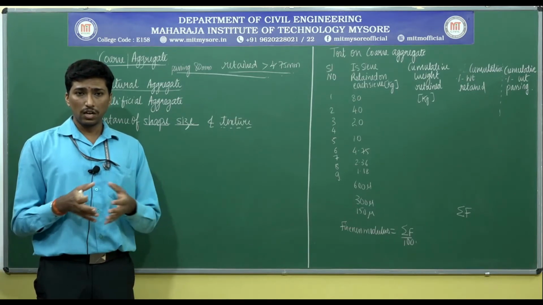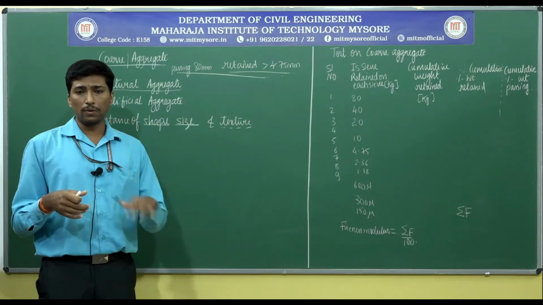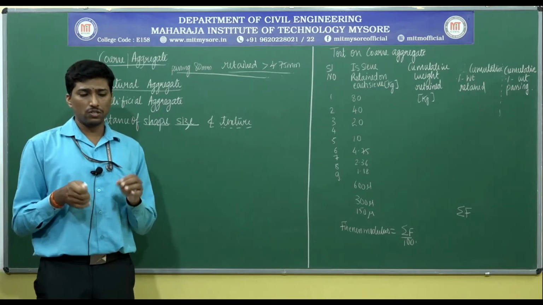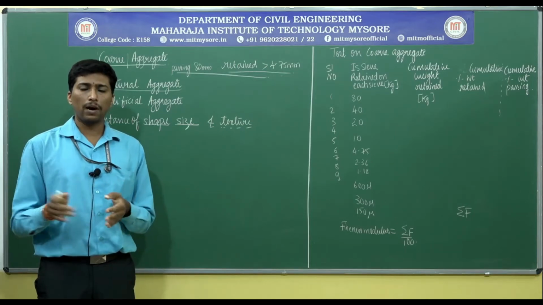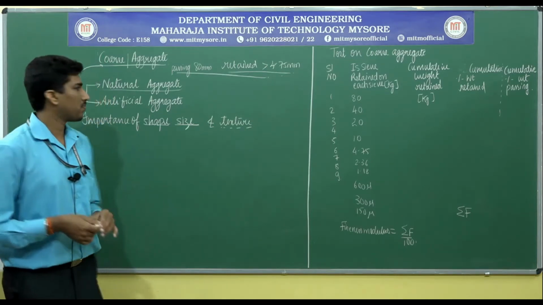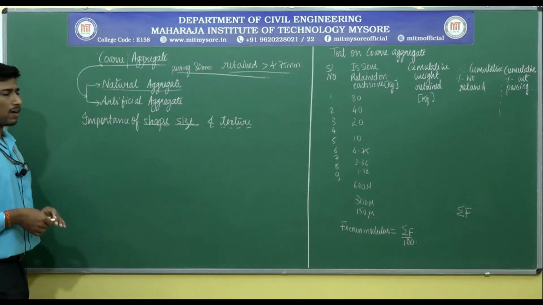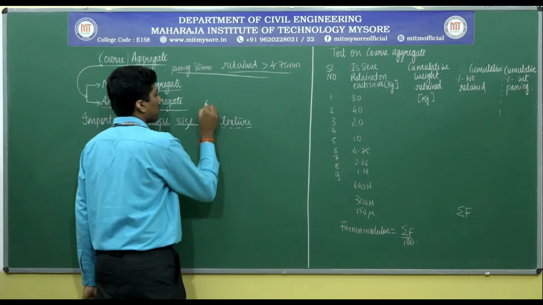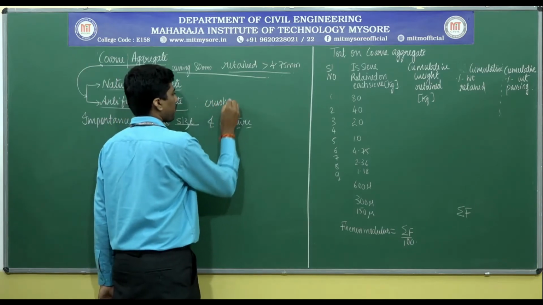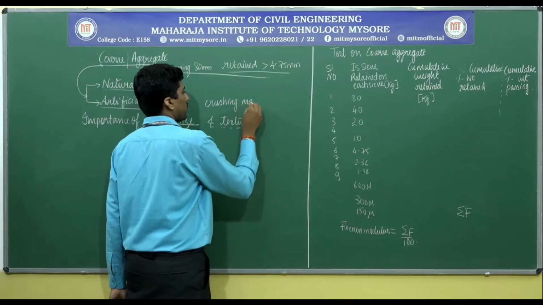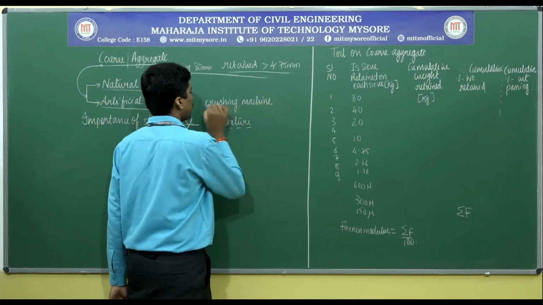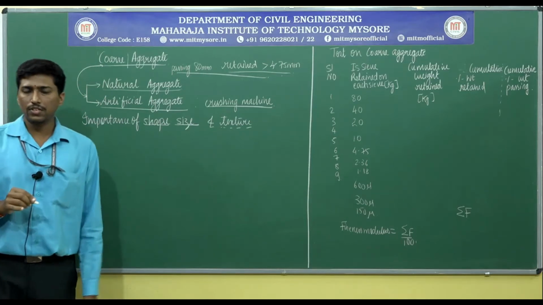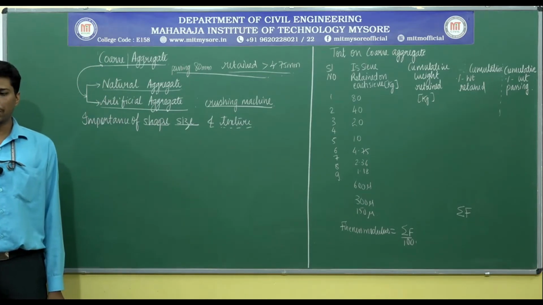Sometimes they are disintegrated products due to high elevation, where the fragments tend to break up and move apart along with the wind action also. These are the natural aggregates. The aggregate which is manufactured with the aid of a crushing machine is what we call artificial aggregate. These are the two broad classifications.